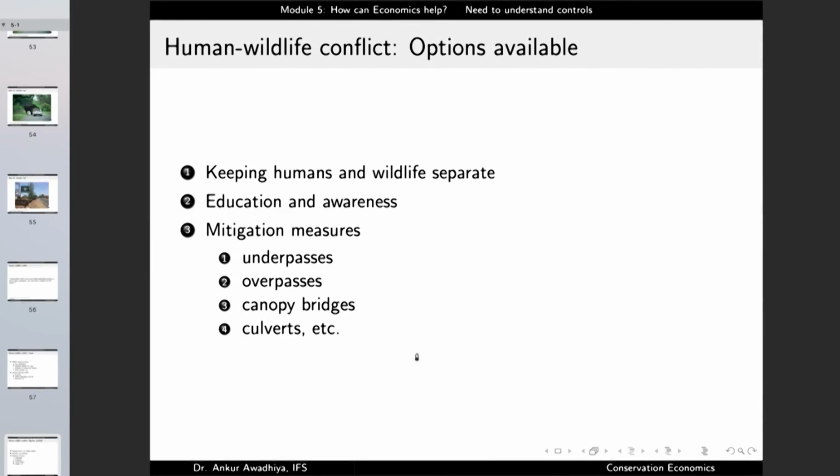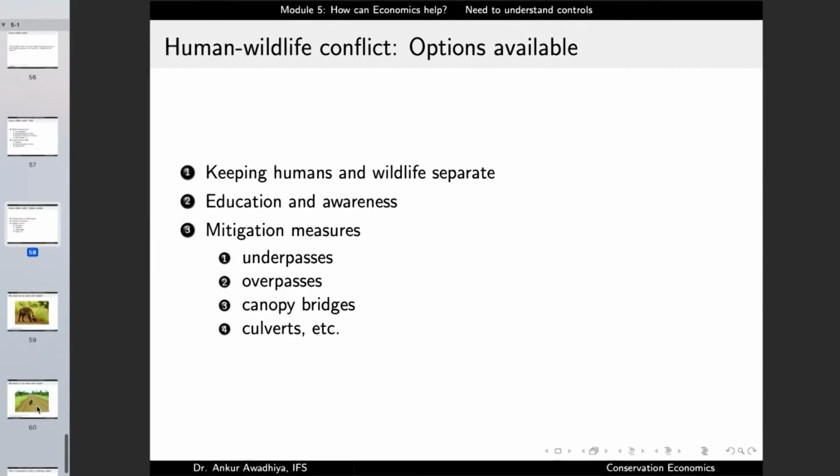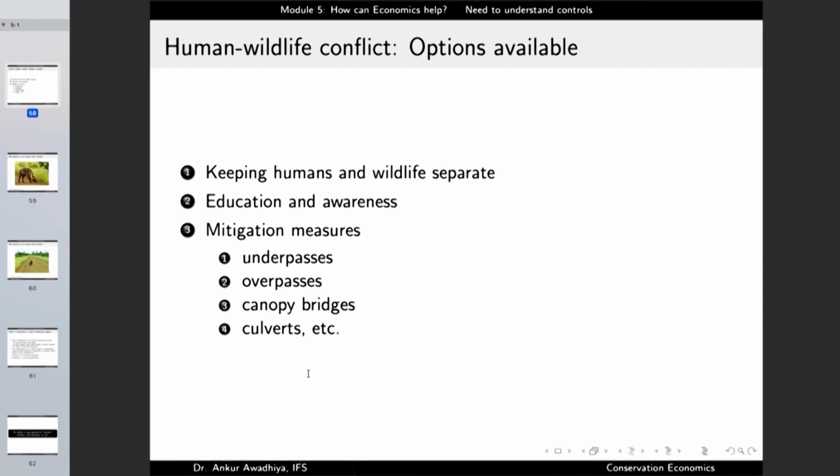The option to avoid these conflict situations is to keep humans and wildlife separate from each other. The option is education and awareness. The option is mitigation measures, underpasses, overpasses, canopy bridges, culverts, and so on. Now, what do we mean by these mitigation measures?